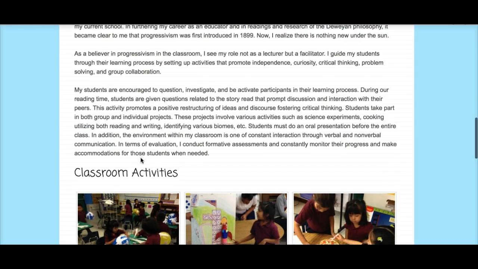During our reading time, students are given questions related to the story read that prompt discussion and interaction with their peers. This activity promotes a positive restructuring of ideas and discourse, fostering critical thinking.